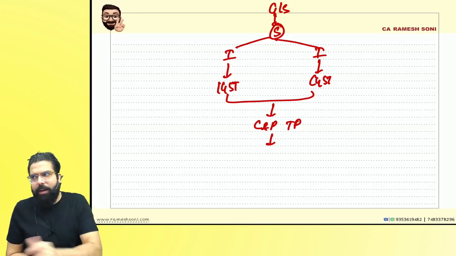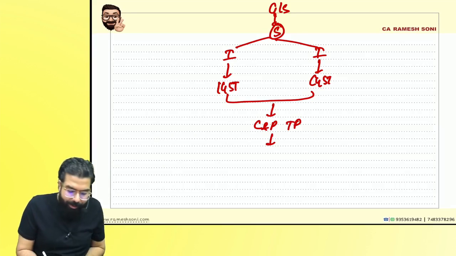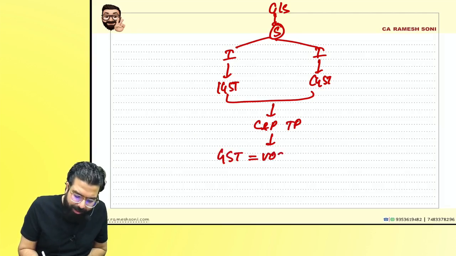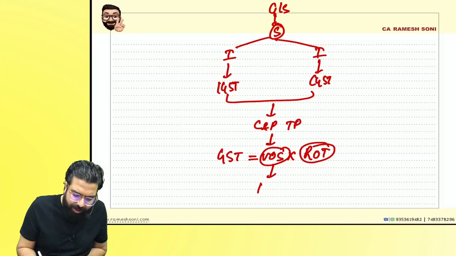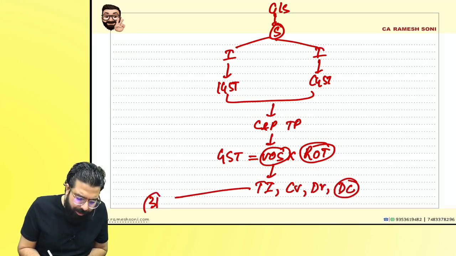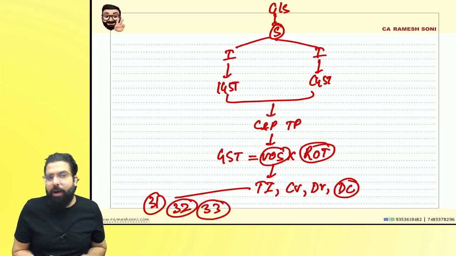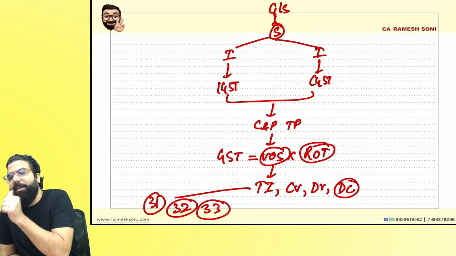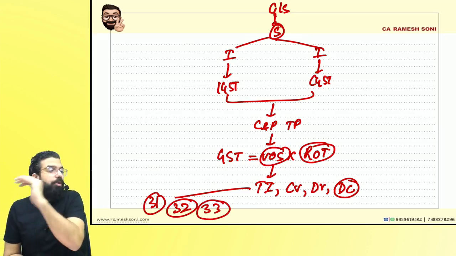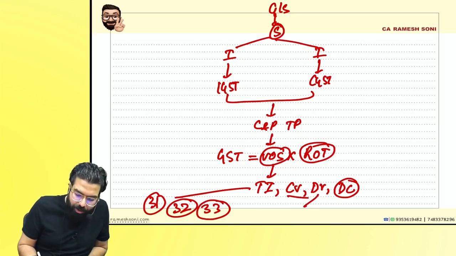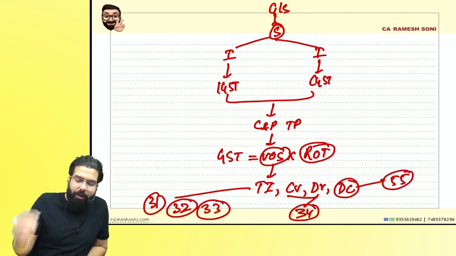How will he collect? He will have to calculate GST is equal to value of supply into rate of tax. Once you know the value and the rate of tax, you will go ahead and raise the tax invoice, credit note, debit note and delivery challan. Tax invoice is section number 31, 32 is prohibition, 33 is amount should be shown in the tax invoice and other documents. Amount of tax should be shown separately. Debit note and credit note is section number 34. Delivery challan is rule number 55.